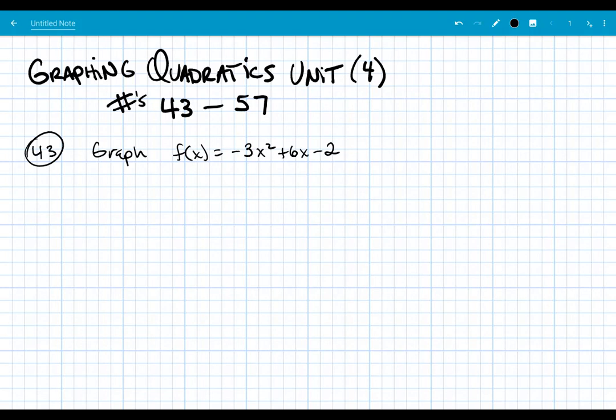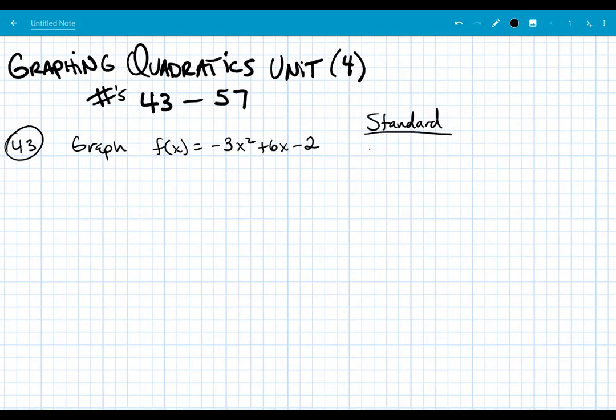So the first thing that we want to notice in Unit 4 is we dealt with two different types of forms, standard form and vertex form. You're going to hear me reference these a lot throughout this video. Standard form is y equals ax squared plus bx plus c. This form is important because it helps us factor and find our roots of the function and our x-intercepts pretty easily.